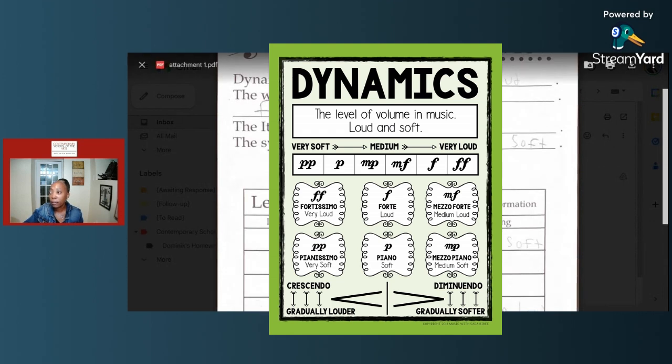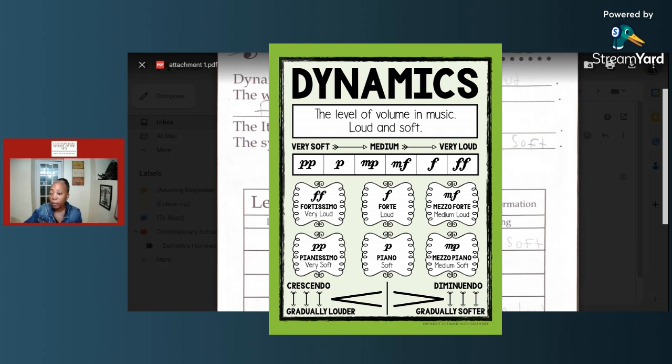All right, and the first thing that I want to talk to you about is dynamics again. So as a quick refresher, we know the level of volume in music, how loud or soft it is. And we have PP, pianissimo, all the way to FF, fortissimo. All right, now we have fortissimo, forte, mezzo forte, pianissimo, piano, mezzo forte. And we have this greater than and less than sign.